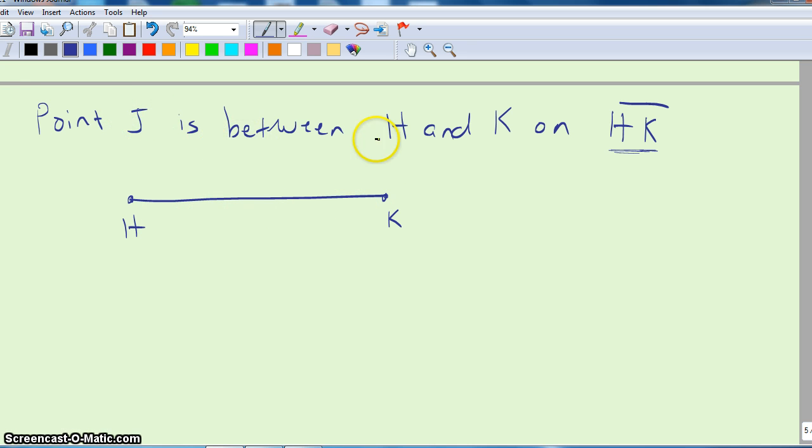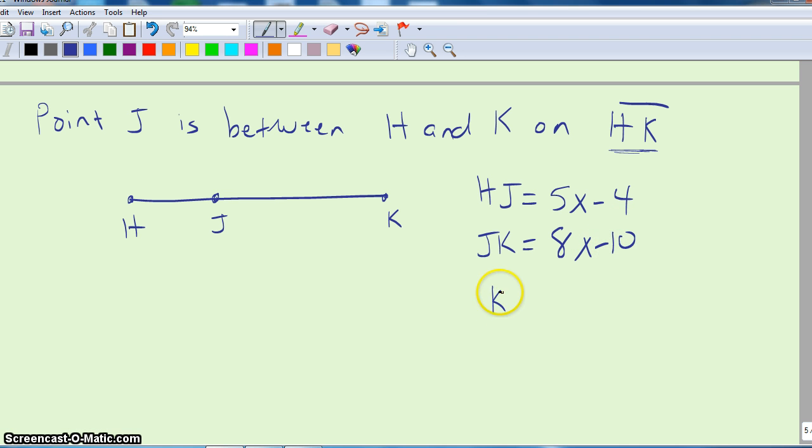J is somewhere in between. Where in between? It does not say. So it doesn't matter where you draw it. So I'll put it like right here. That is J. Okay, cool. So I got the drawing down. What happens if I say that HJ is 5x minus 4 and JK is 8x minus 10 and KH is 38. Solve for x.